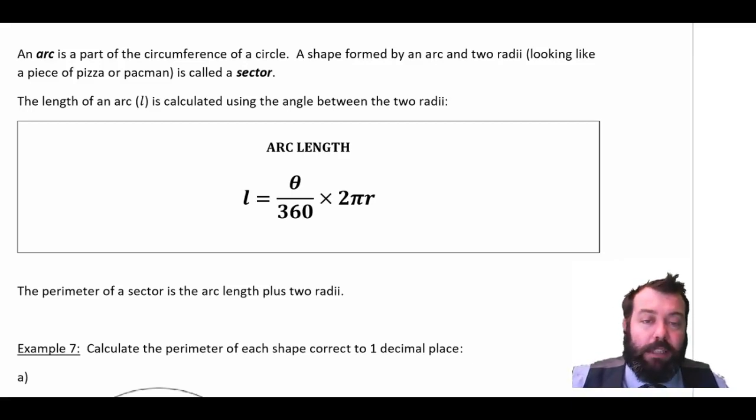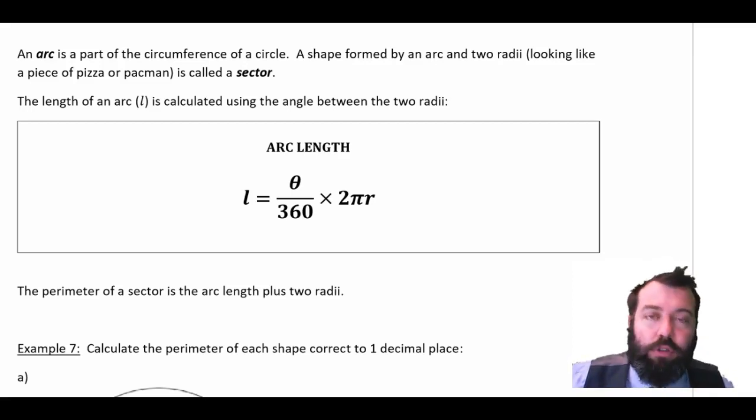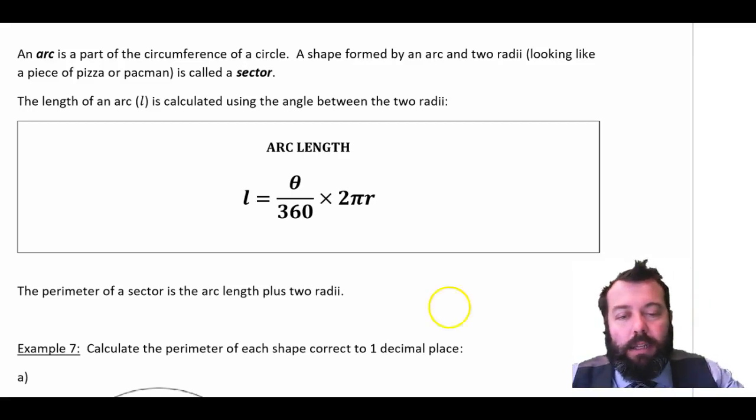So theta over 360 times the circumference of the circle, twinkle, twinkle, little star, circumference equals 2 pi r, and that will give me the length of an arc. So then, to work out the perimeter of a sector, it's an arc length plus 2 more radii. Let's have a look and see how that goes.